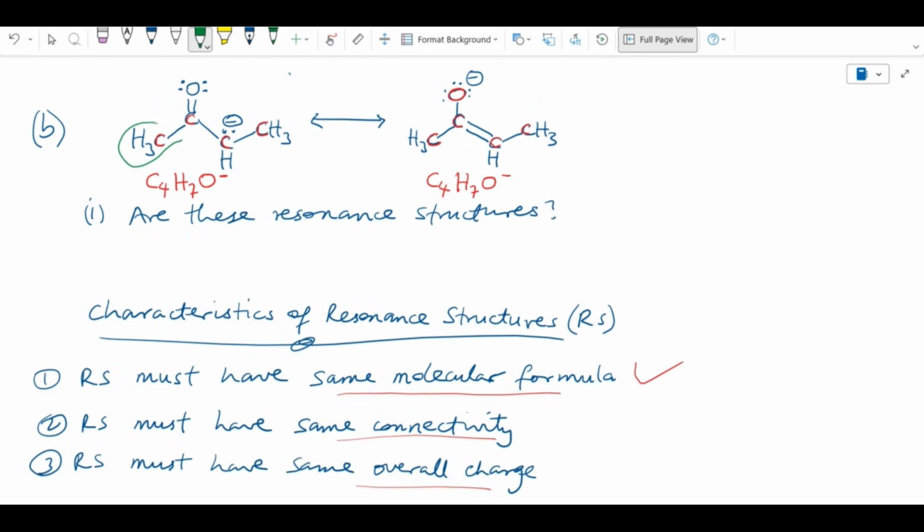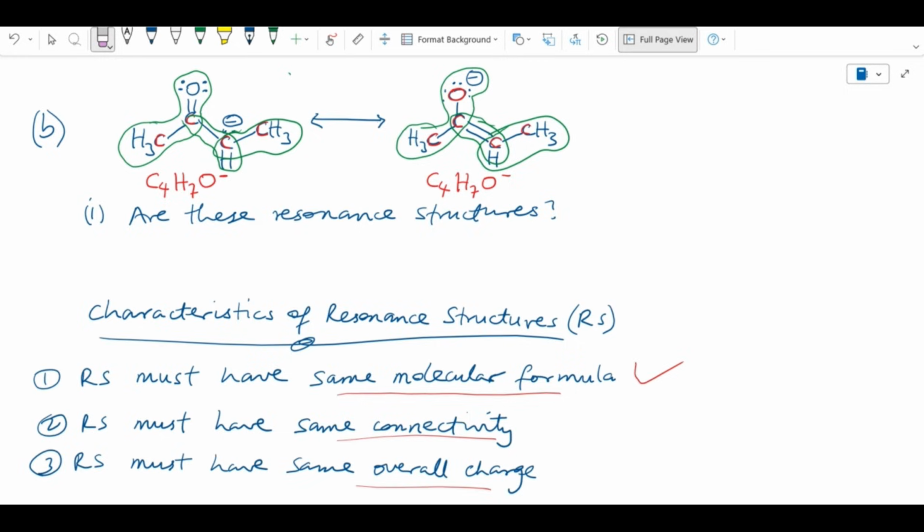The methyl group here is connected to this carbon, which is connected to this oxygen. Here, this methyl group is connected to this carbon, which is connected to this oxygen. Now, that carbonyl carbon is connected to a carbon with a hydrogen. Here also, this carbon is connected to this other carbon with a hydrogen. And this carbon with a hydrogen is connected to a methyl group. Here, this carbon with a hydrogen is connected to a methyl group. Therefore, in terms of connectivity, they are both the same.